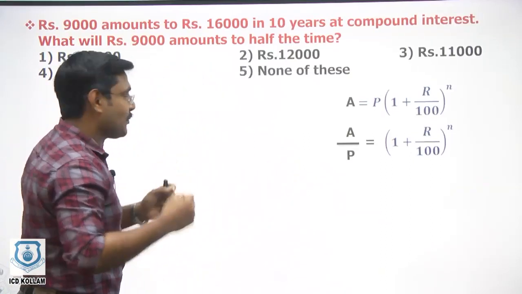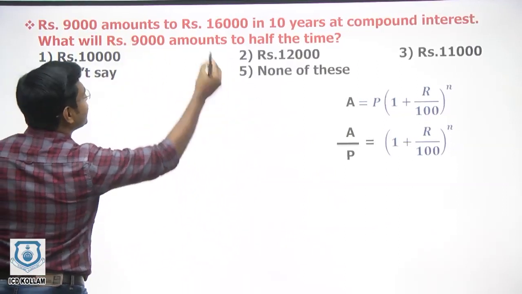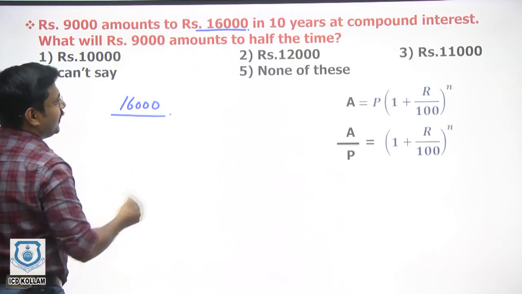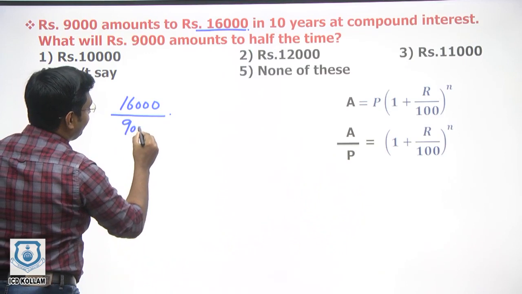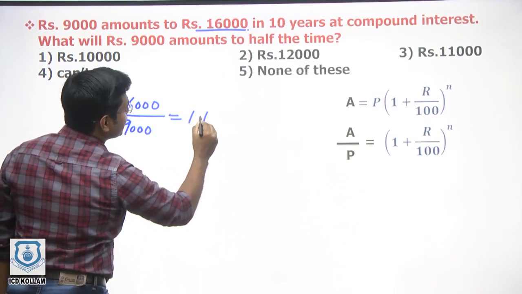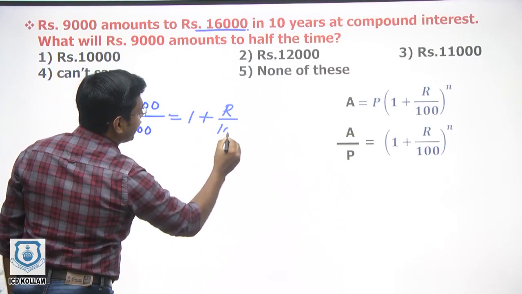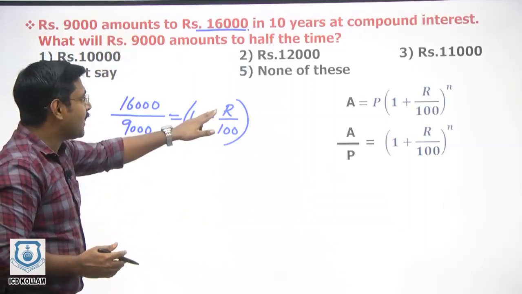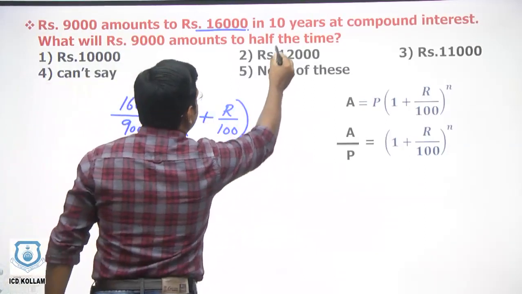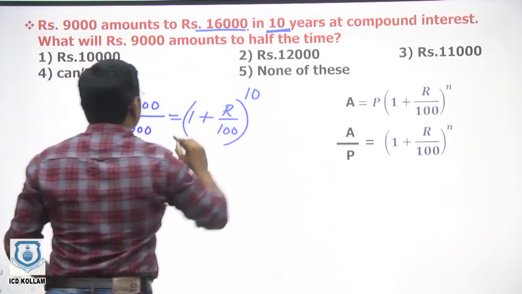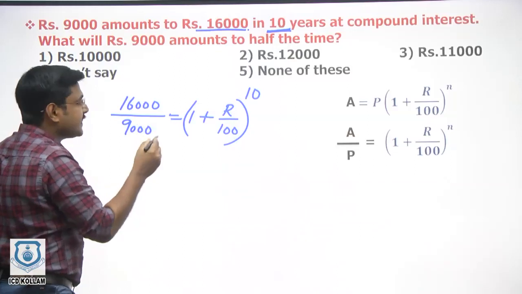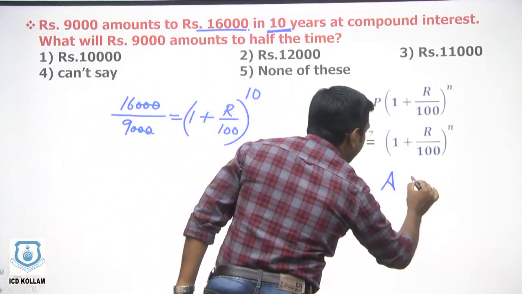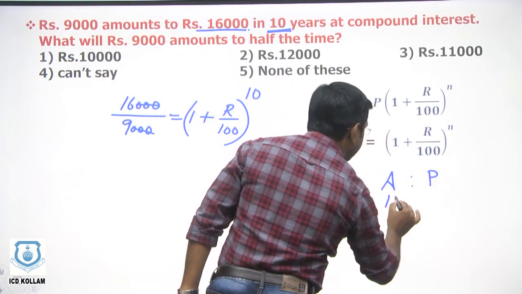Listen to the way I am explaining this question. Using the second formula, the amount is initially 16,000. So 16,000 divided by the principal, that is 9,000, is equal to 1 plus R by 100. Here in this question the rate value is not given, that means that value is constant for the first and second condition, that is why I am writing it as R. The whole raised to N, the time period. Initially the time period is given as 10 years. So this is the first condition. For 10 years we can easily say that the amount to principal ratio is 16 is to 9.